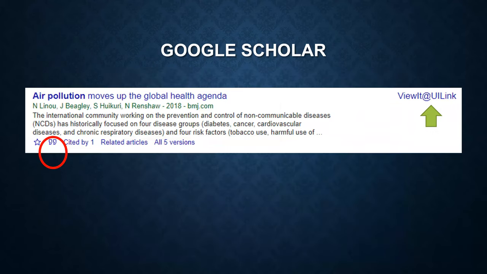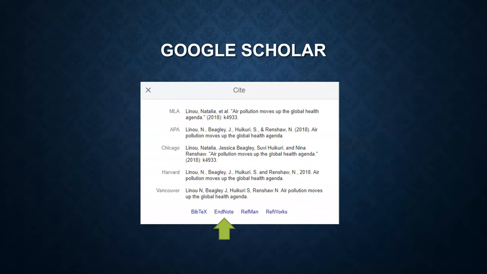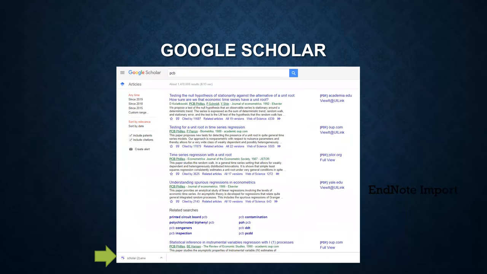The last one is Google Scholar. Suppose you are interested in this record and click on the quotation mark under this record. Then a pop-up window will show up and click on the EndNote. Now you see a file downloaded from Google Scholar, and just one click on that file pushes the record into your library.